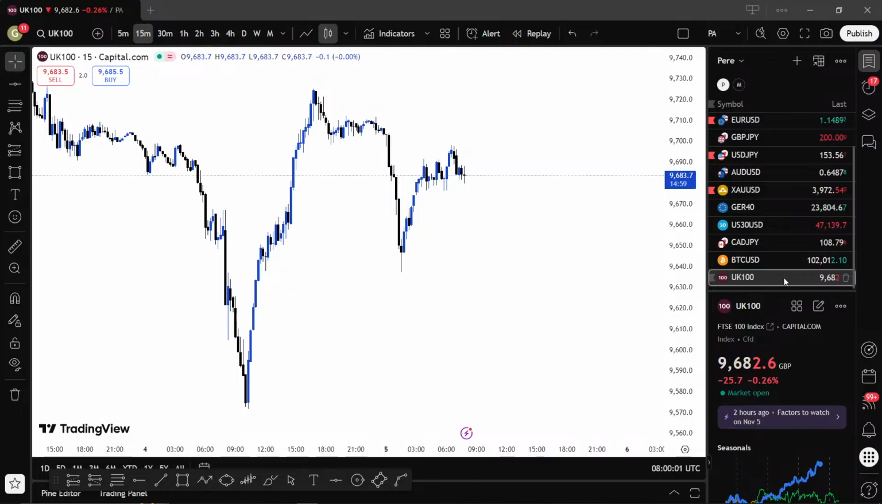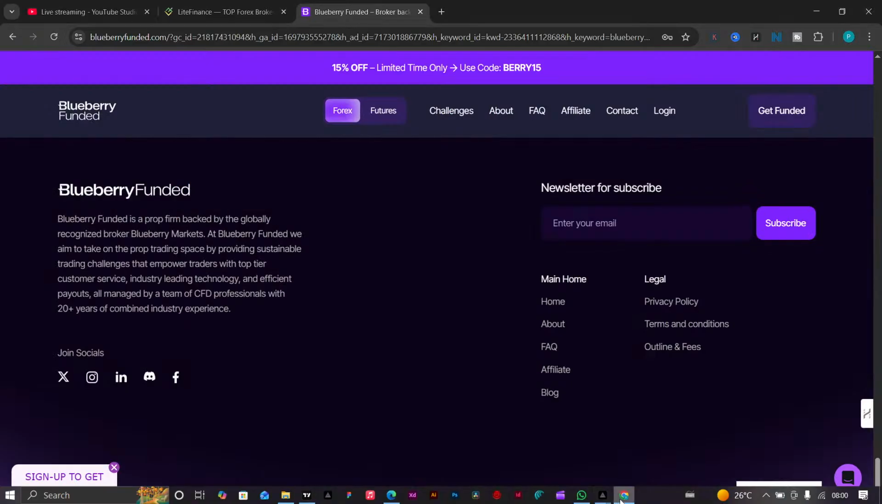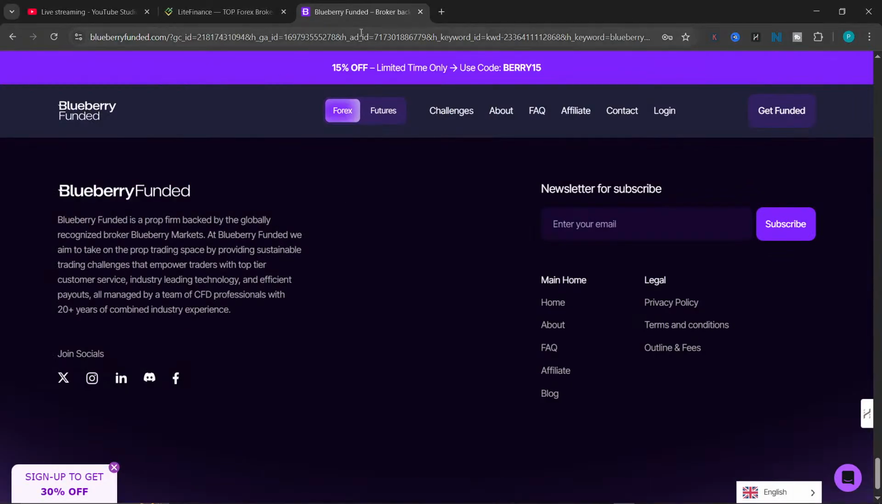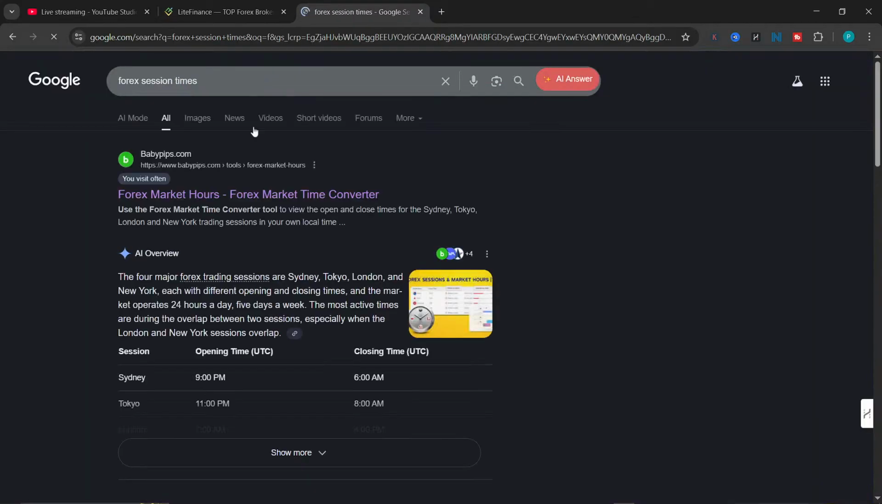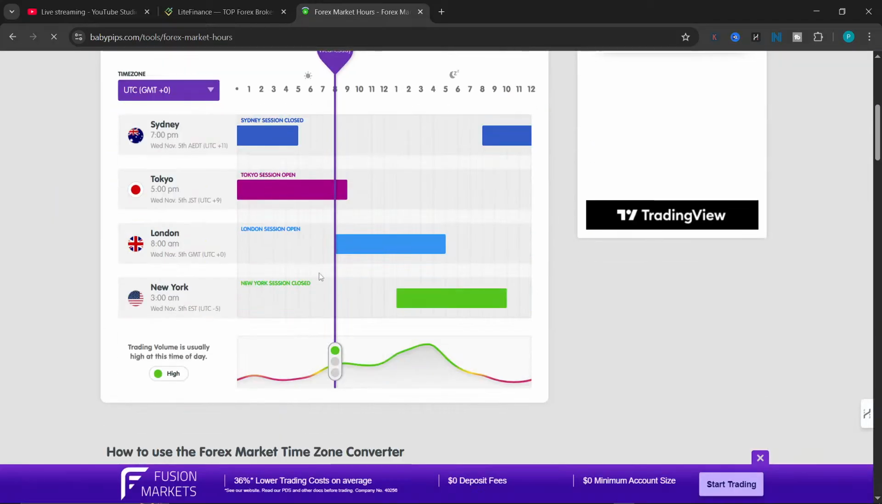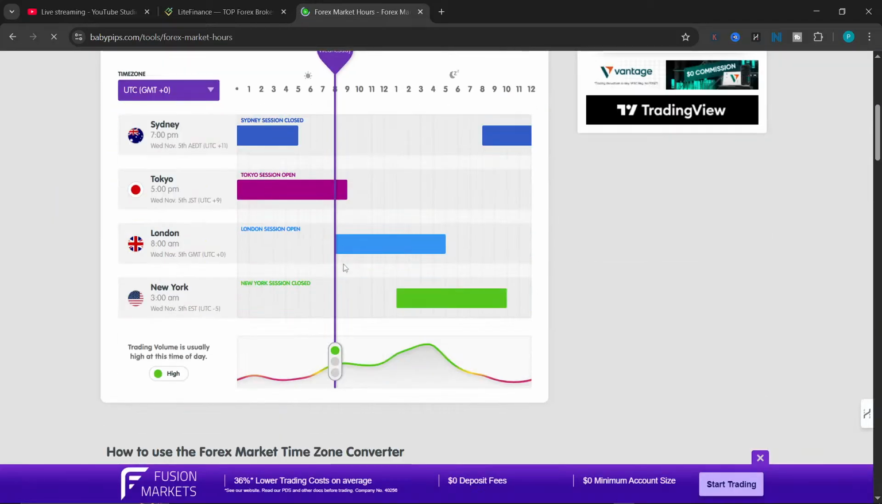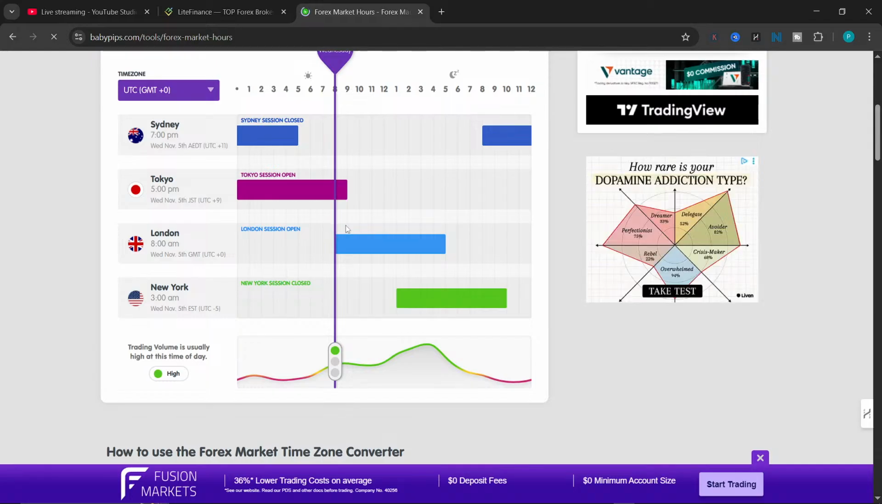So guys, that is basically all I have for you, and I believe we should be entering the London session. It's already 8 AM Ghanaian time, so let me search for Forex session times. Yeah, we are stepping into the London session now, which means some good liquidity is stepping into the market, which will be great for us to take trades.